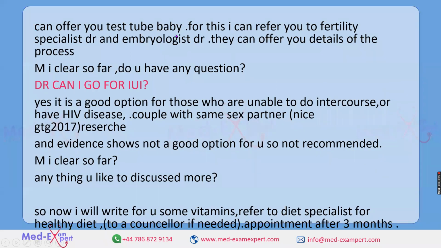No need to explain this if you have less time. Then you can start like this. Can I offer you test tube baby? For this, I can refer you to a fertility specialist doctor, an embryologist doctor. They can offer you details of the process. No need to explain the detail. No examiner is expecting details. It is a 10-minute examination, and you reassure the patient that he can have all details by another specialist doctor. He has reassurance. He will not be left untreated or undetailed. He will be seen by another specialist doctor. Am I clear so far?